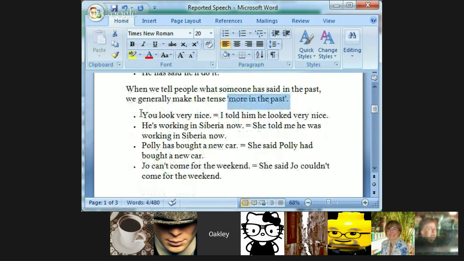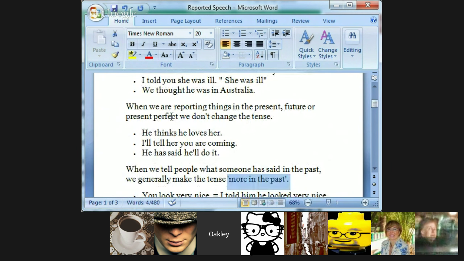All right. So, okay, obviously all of these, you'll notice, have the preface: I told him, she told me, she said. You're going to preface it with the subject noun and the verb that has to do with speaking, telling, talking, whatever. That's when we have to worry about more in the past. Again, when we're just reporting facts, we don't have to worry about that.